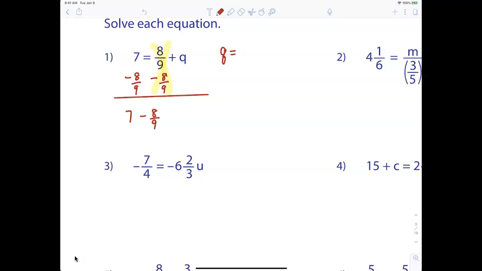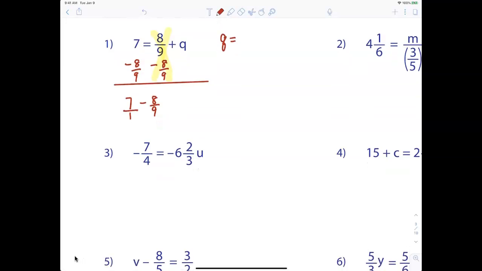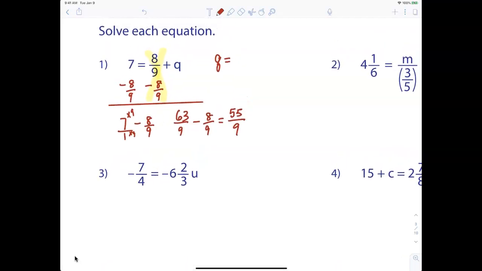Now in algebra, we don't write mixed fractions. So we're going to have to write them both as improper fractions. So 7/1, we need a common denominator of 9. So I'm going to multiply the top and bottom by 9, so that will give me 63/9 minus 8/9. And of course, 63 minus 8 is 55/9. So the correct answer is Q is equal to 55/9.